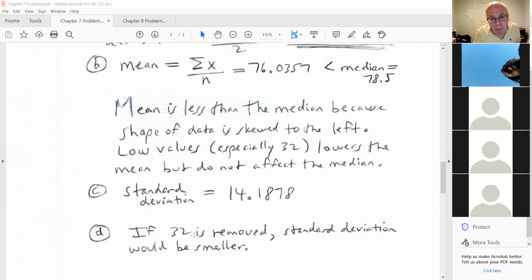And if we remove the 32 from the data set, then the standard deviation will become smaller, I think. Let me think about that for a minute. Yes, it will become smaller, because the deviation that 32 is involved with, 32 minus the mean squared, is a relatively large number. If we remove it, the standard deviation will become smaller.